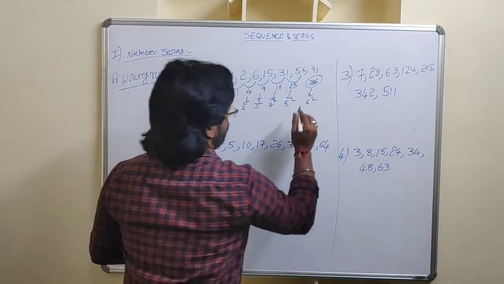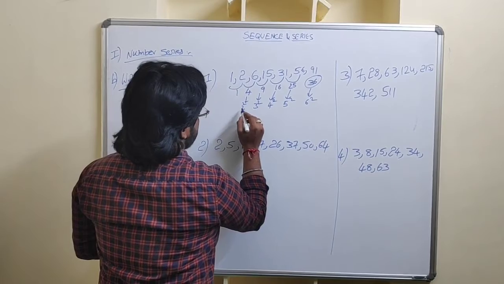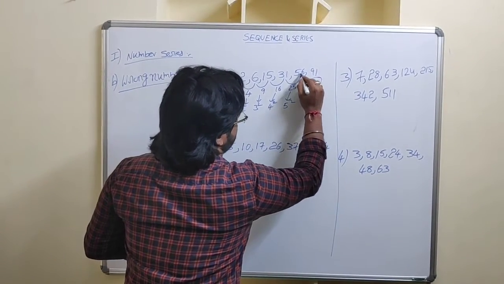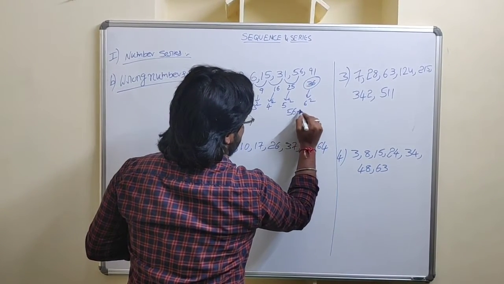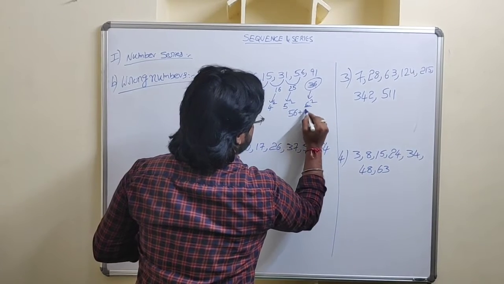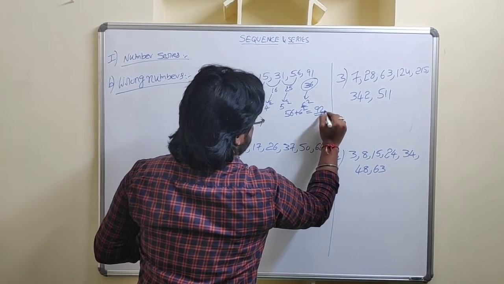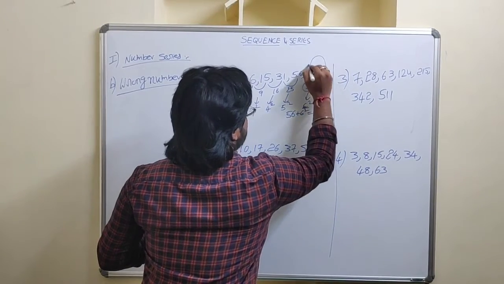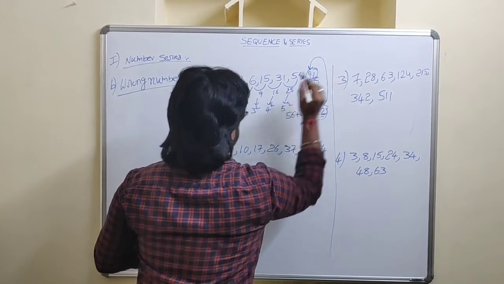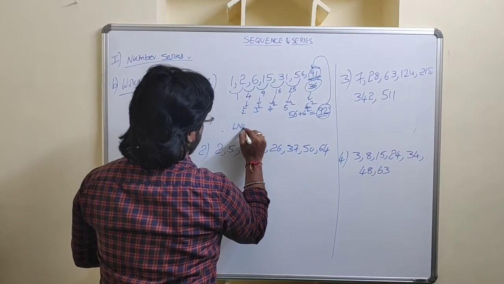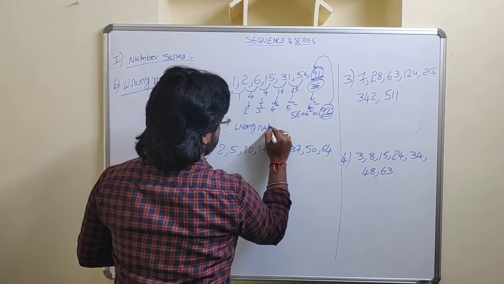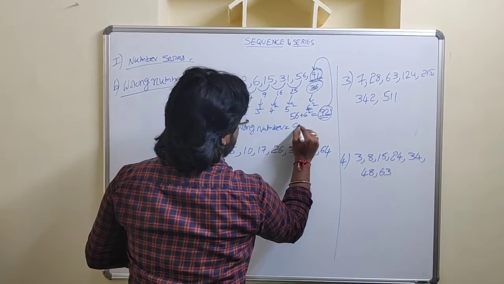Here, when you add 6 square to 56, you will get the answer as 92. But in this question you have 91. So the wrong number is 91 itself.